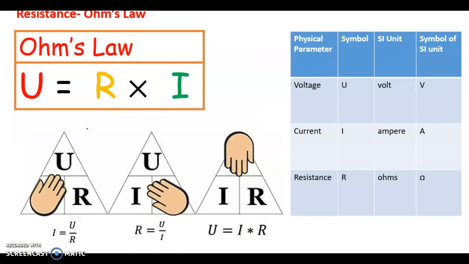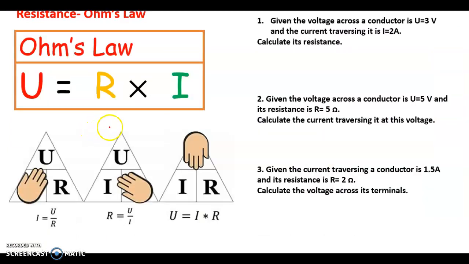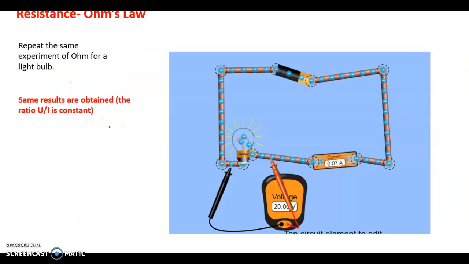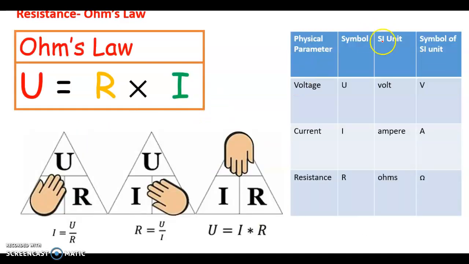So here is a summary. This is the law, U equal RI. And here you have a table that shows voltage, symbol U, unit volt, symbol of the unit is V. Current, symbol is I, and SI unit is ampere, and the symbol of the unit is A, capital A. Resistance is in ohms, and this is the symbol of the SI unit.